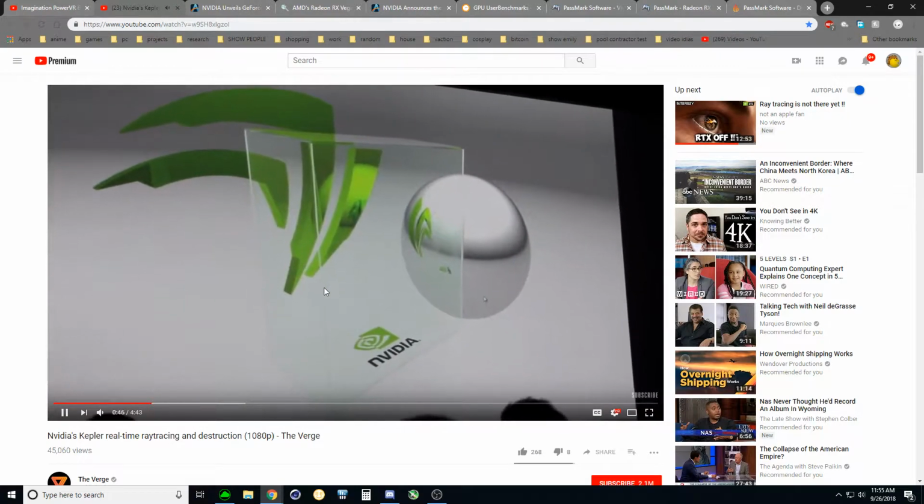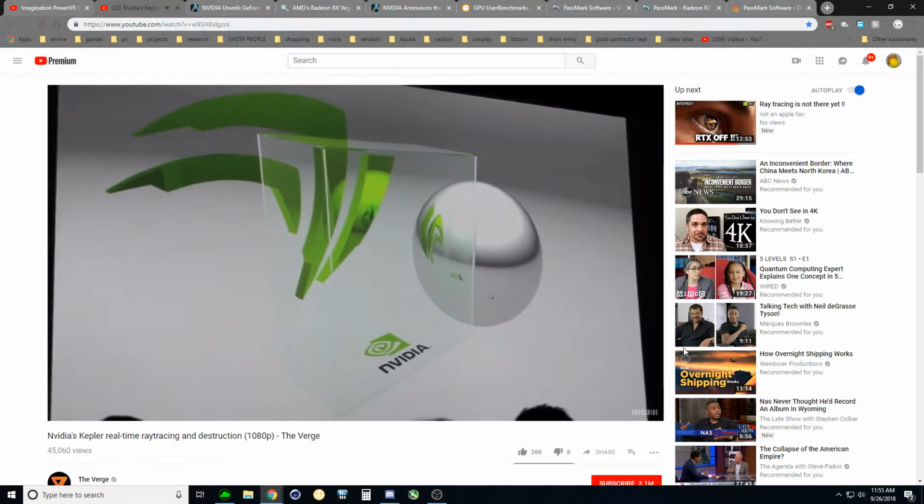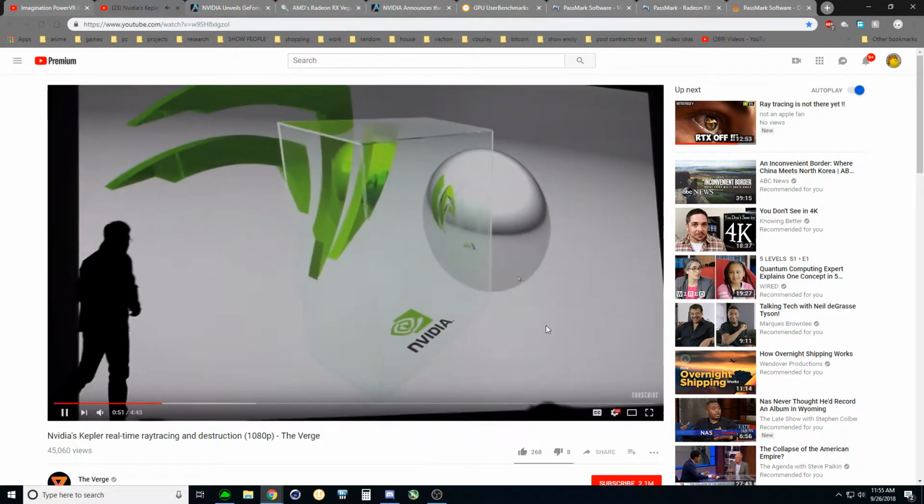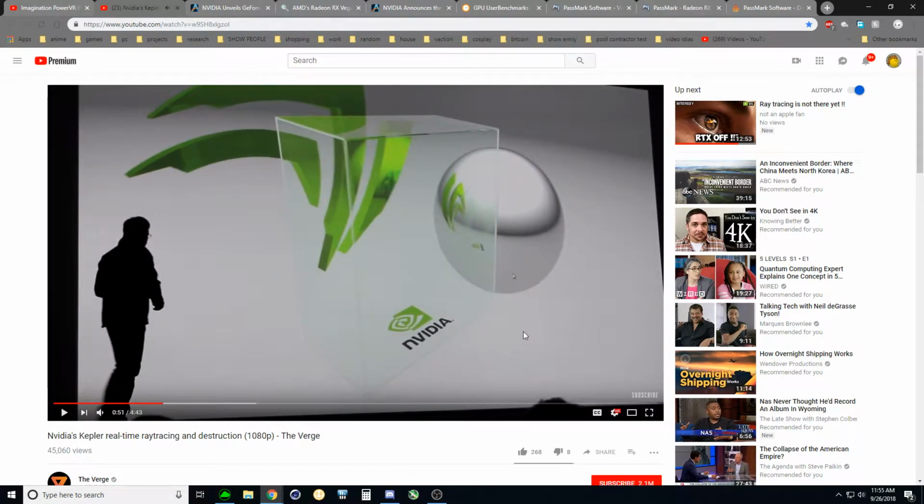We're finally able, with Kepler's GPU, to do ray tracing in real time. Kepler, ray tracing in real time.